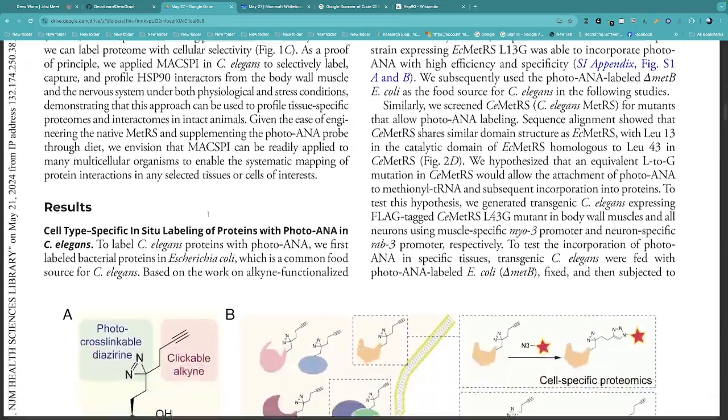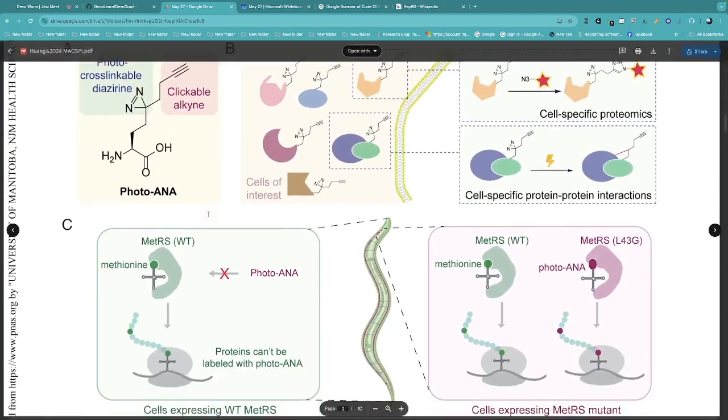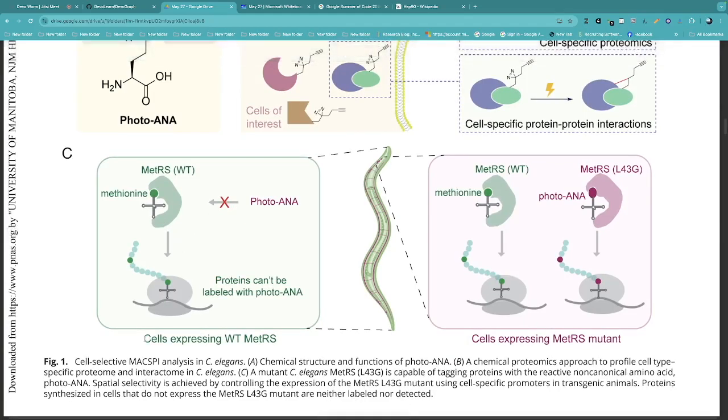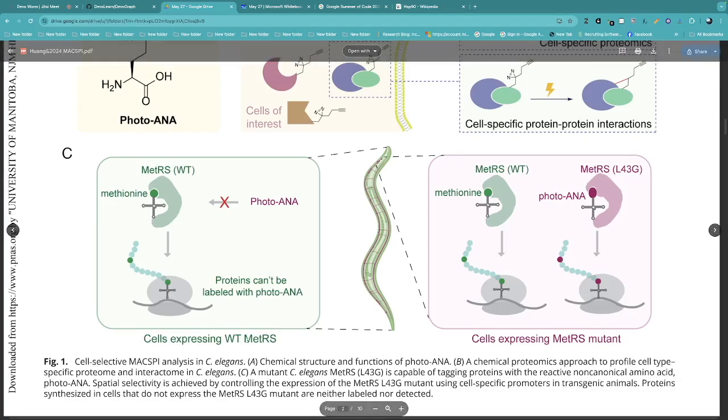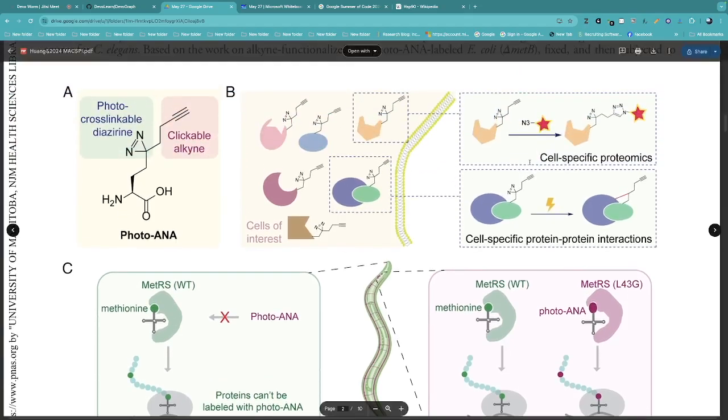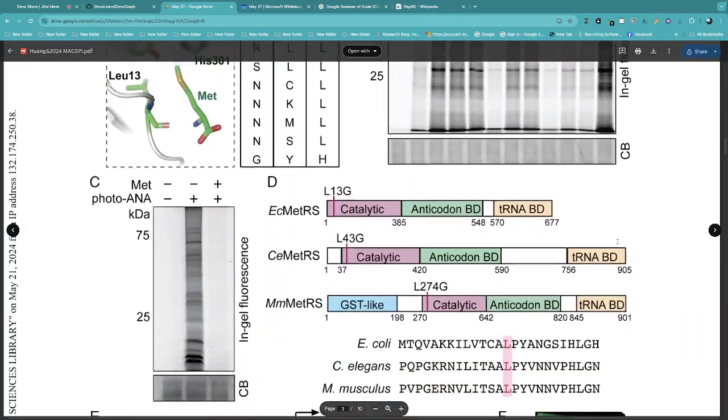They're able to give some results here. They kind of show what they're doing here. So this is where cells are expressing this wild type MET-RS, and they show whether it can be labeled or not. And this is the phenotype of the worm. So they're doing this in certain cells, and they're showing how this labeling process works, so that you have this cell-specific proteomics, these cell-specific protein-protein interactions in the cell of interest.